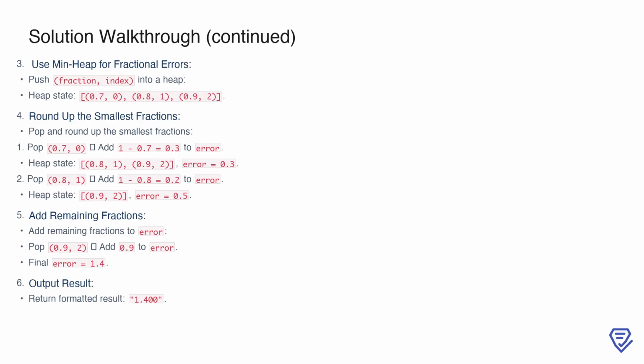Finally, we add the remaining fractions to the error without rounding them up. The remaining fraction, 0.9, is added directly to the error, bringing the final total error to 1.4. The result is then formatted and returned as the string 1.400.